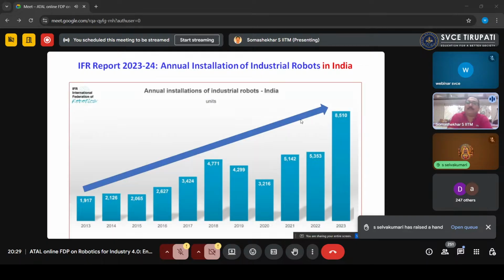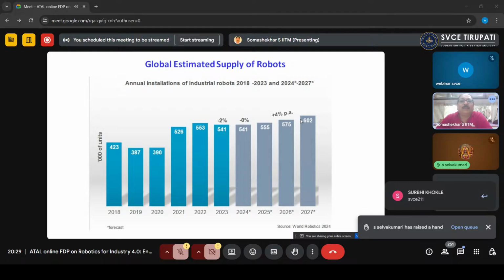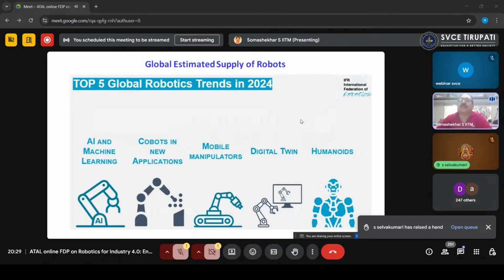If you look at India itself, there is a drastically increasing trend: in 2013 only 1,917 robots, and now in 2023 robot installation all over India is 8,510 robots, specifically for the automotive industries. For the global estimated supply of robots, 602 thousand units are required in 2027. Again, it is an IFR report, meaning the installation or requirement of robots depends upon the growth of our country.